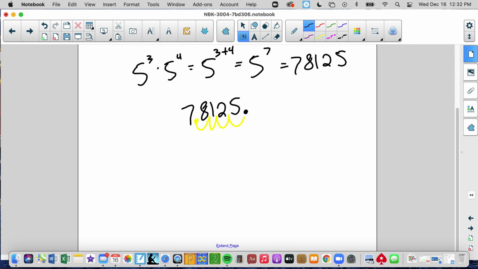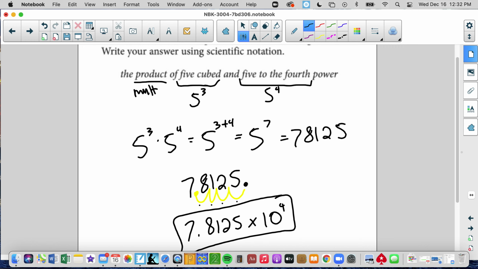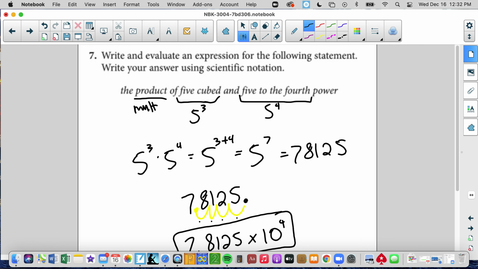So my number is going to become 7.8125 times 10 to the 1, 2, 3, 4. We moved it 4 spaces. Every space is a 10, a base 10 number. So that's why we do 10 to the 4th. All right, I think that's good.